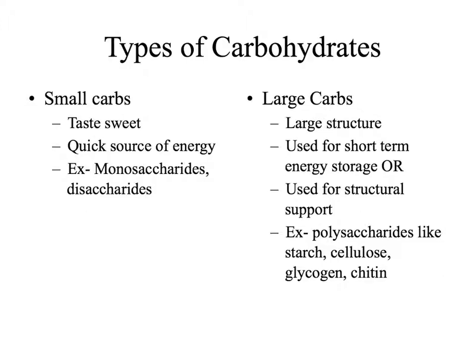We're going to look at two major types of carbohydrates, small carbohydrates and large carbohydrates. Small carbs tend to taste sweet. These are the ones we use as a quick energy source. There are monosaccharides, made of single ring sugars, and disaccharides, made of two sugars put together. Large carbohydrates are obviously large in structure. These are used either for short-term energy storage or for structural support in the cells. Examples are polysaccharides like starch, cellulose, glycogen, and chitin.